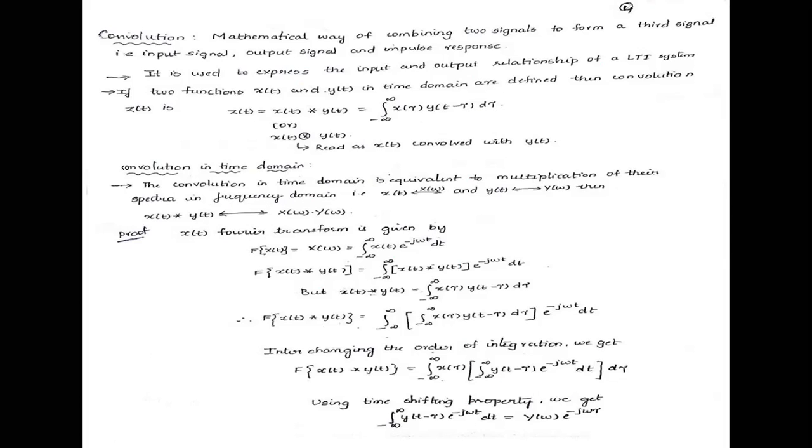Convolution in time domain function. Using the frequency shift property, for x of t and y of t, the Fourier transformations are x of omega and y of omega. This is the convolution theorem, the time convolution theorem, or convolution in time theorem.